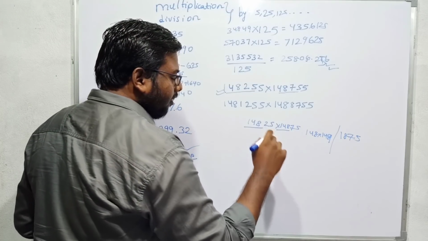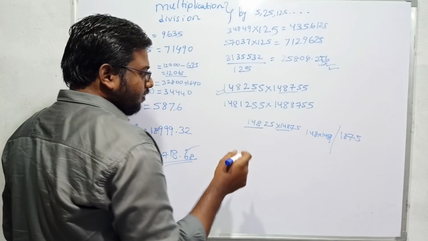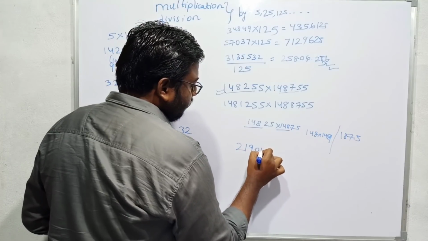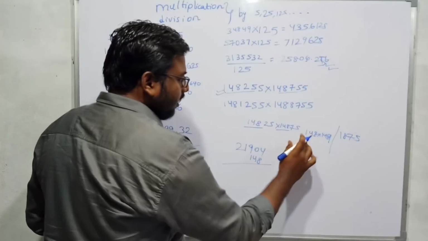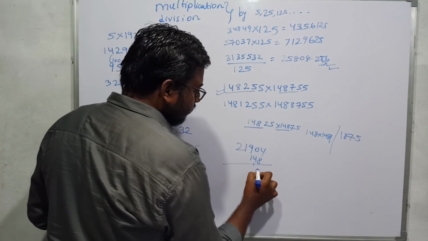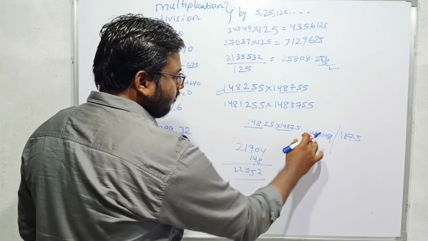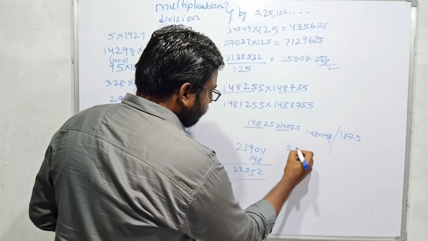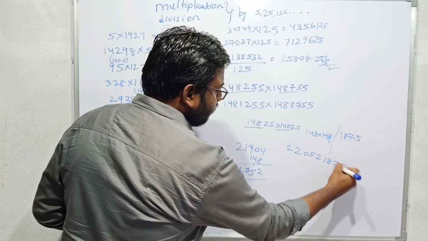So I will calculate this 148 square plus 148. 148 square I can calculate like this: 196 plus 23, 21904. This is 148 square. If I add 148 to it, then I will get 148 into 149. This is 22052 is the result of 148 into 149. So the result of this product is 220521875. This is the result of this.